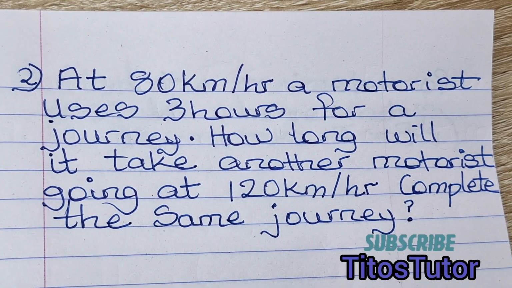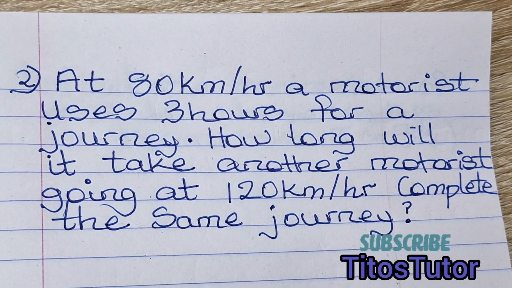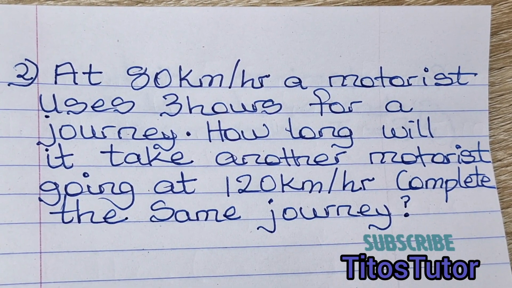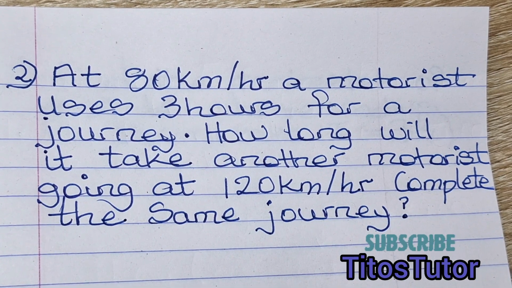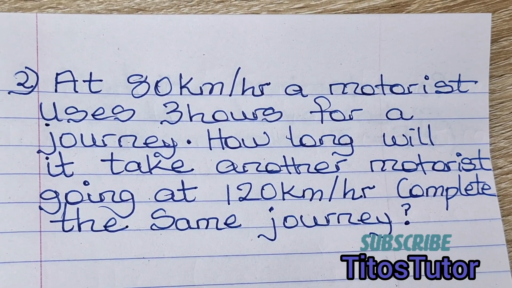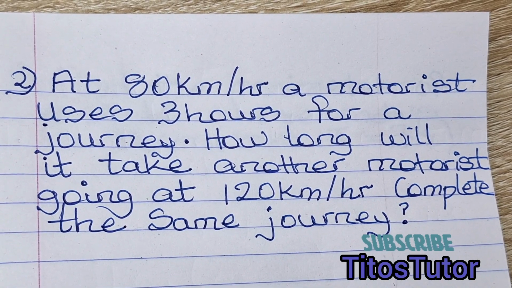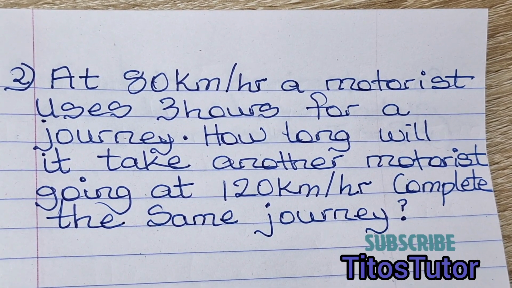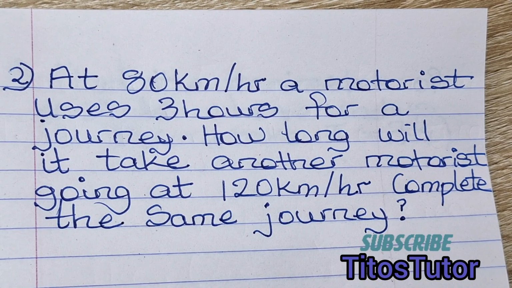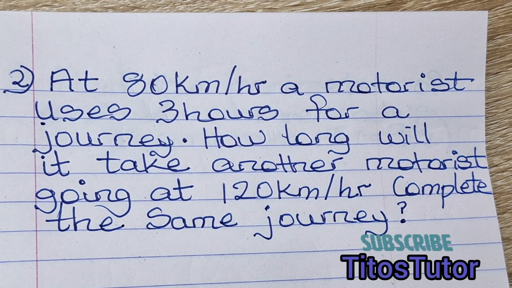Here's our second question. It says, at 80 km per hour, a motorist uses 3 hours for a journey. How long will it take another motorist going at 120 km per hour to complete the same journey? That means the first motorist and the second motorist actually went on the same journey, the same distance. So if I find the distance of the first motorist, I'll be able to use that same distance to know the time the second motorist completed his own journey.